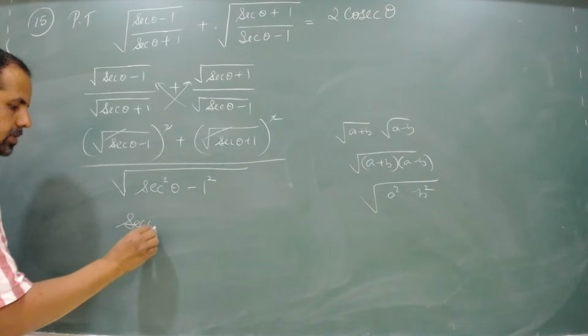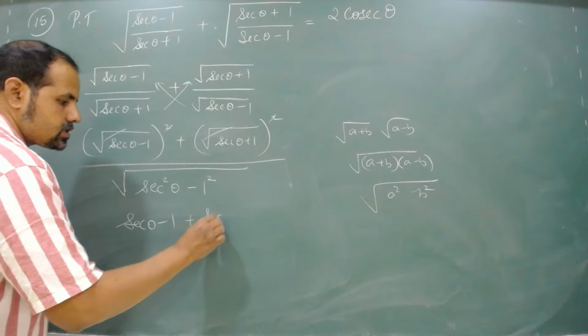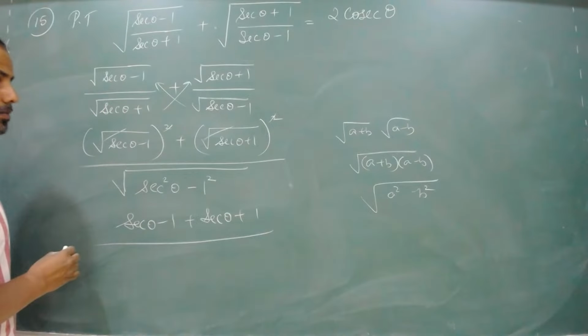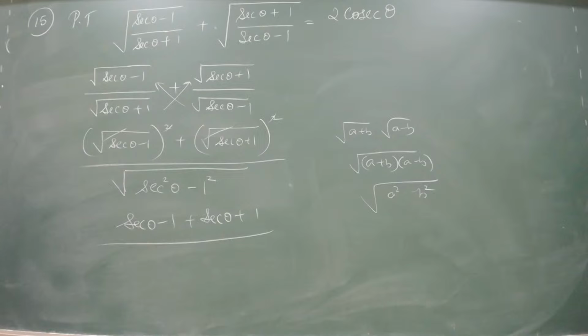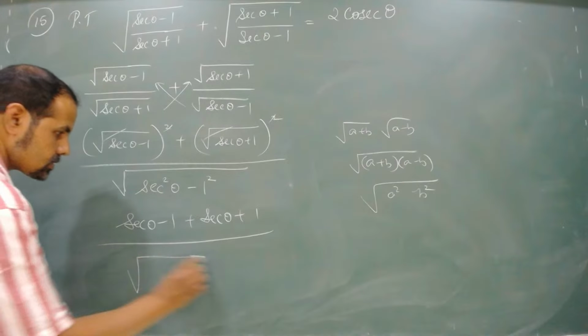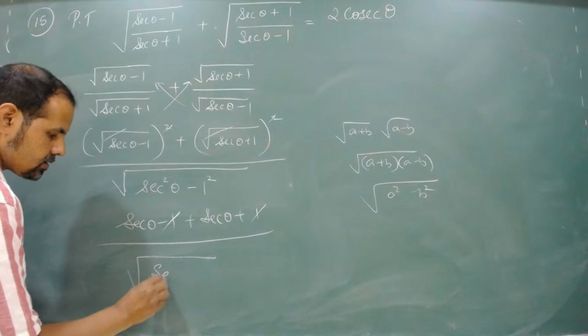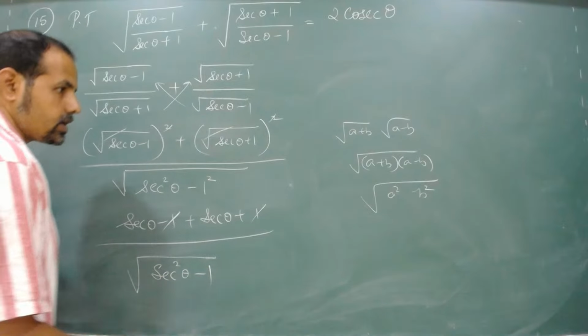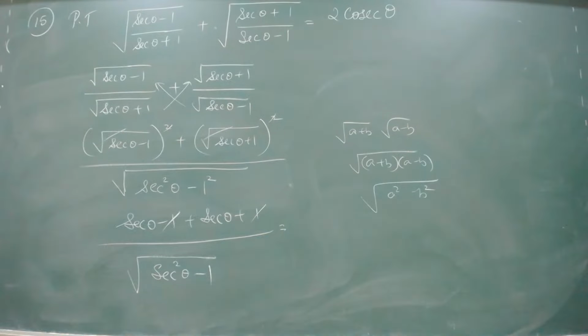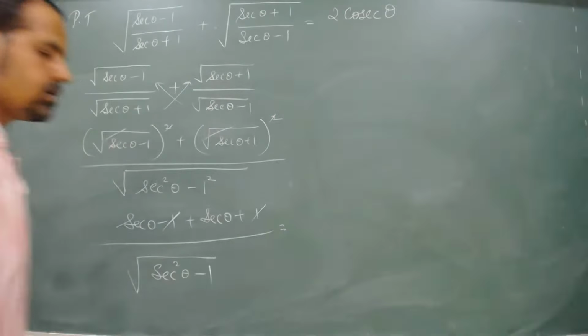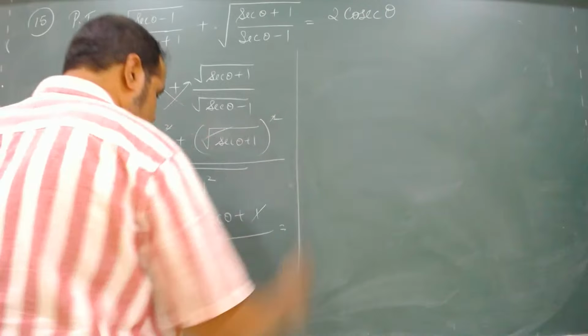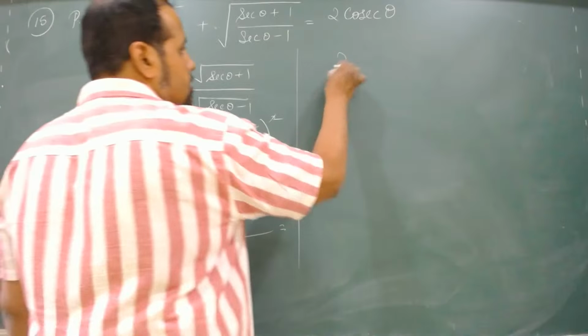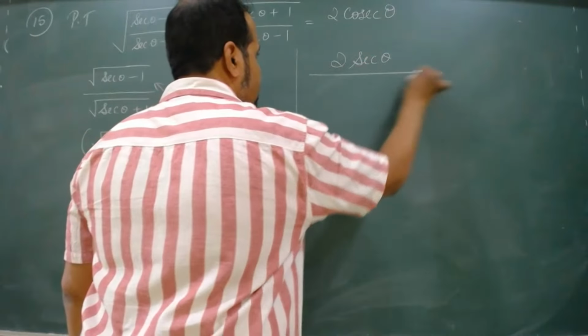So numerator would be sec theta minus 1 plus sec theta plus 1 divided by sec square theta minus 1. Minus 1 plus 1 gets cancelled. Now let me erase this. Sec theta plus sec theta is 2 sec theta.